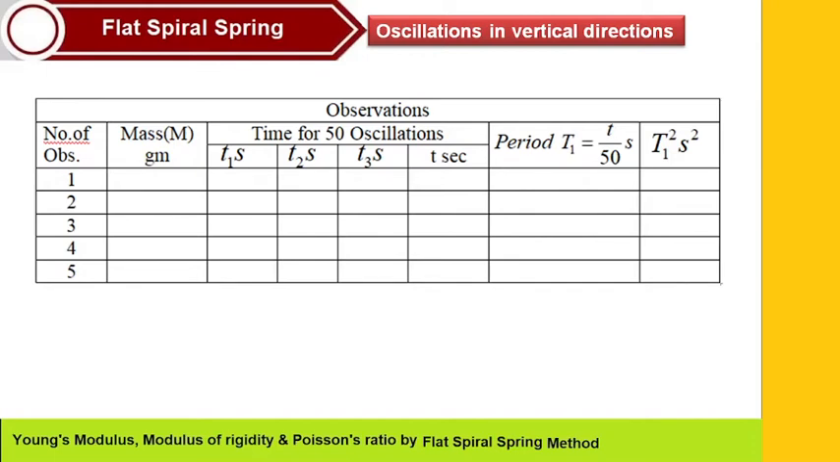If we take 100 gram into consideration, give the oscillations vertically. For 50 oscillations, what time is taken? Take the reading 3 times and take the mean, that is small t. From that, find the period, capital T suffix 1, equal to small t divided by 50 seconds, and at last T1 square, second square, is to be written in tabular form. So this is about the observations for oscillations in vertical direction.